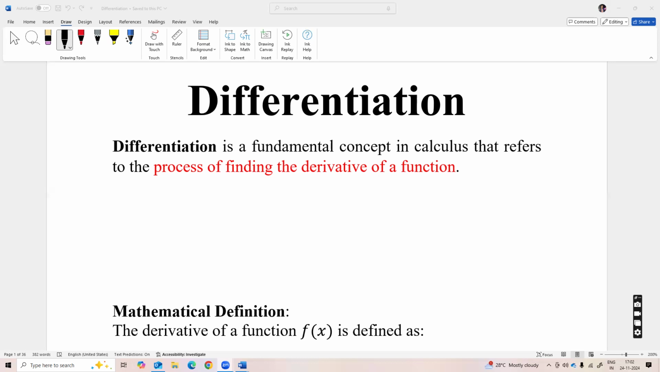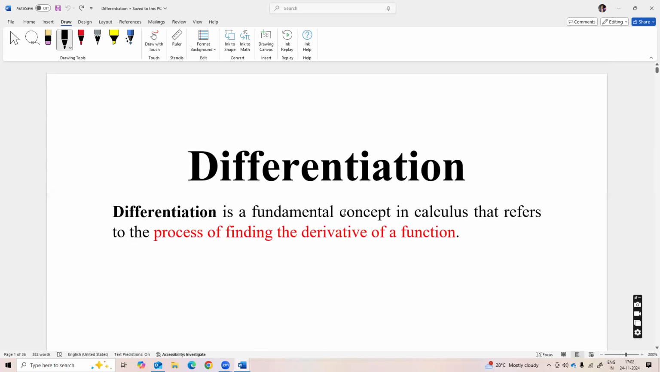Good evening, everyone. In yesterday's class, we studied the basics of trigonometry, and today we will start the differentiation part. Differentiation is one of the most important mathematical tools which you will find in physics, because in all derivations you will find the use of differentiation or derivatives.